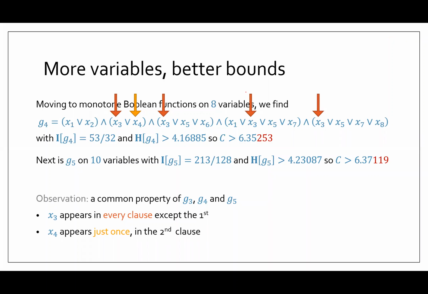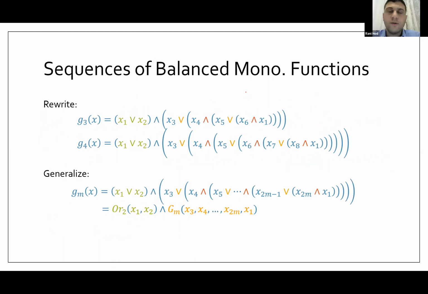Maybe this means that presenting this as a CNF formula is not the right thing. So we'll rewrite this in a nicer way. That's a nicer way. We still have x1 and x2 at the beginning, but the rest of the expression is just this x3 or x4 and x5 or x6, and in the end of this sequence, we have x1 once again. This we can easily generalize.